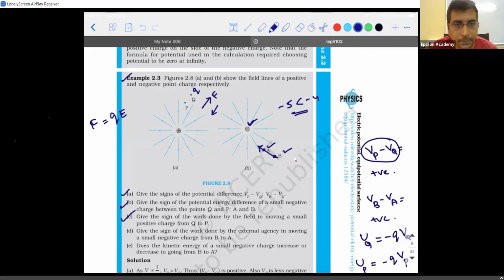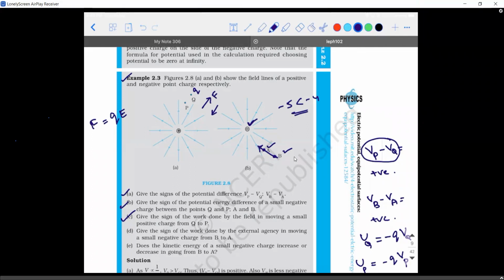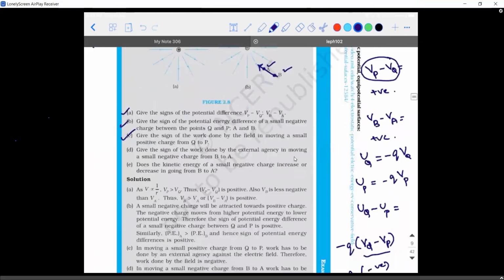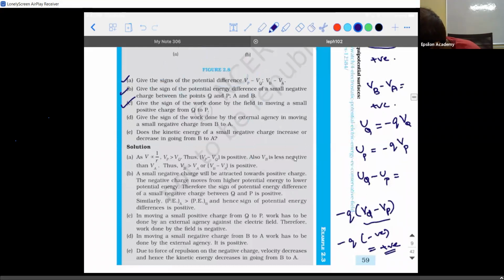What would you say? Negative. In moving a small charge, work has to be done by an external agency, therefore the work done by the field is negative. So you need not write the exact statement they have given in the textbook. If you understood the logic, you can also say that since the force and displacement are opposite to each other, the work done by the field is negative. Accepted. Okay.